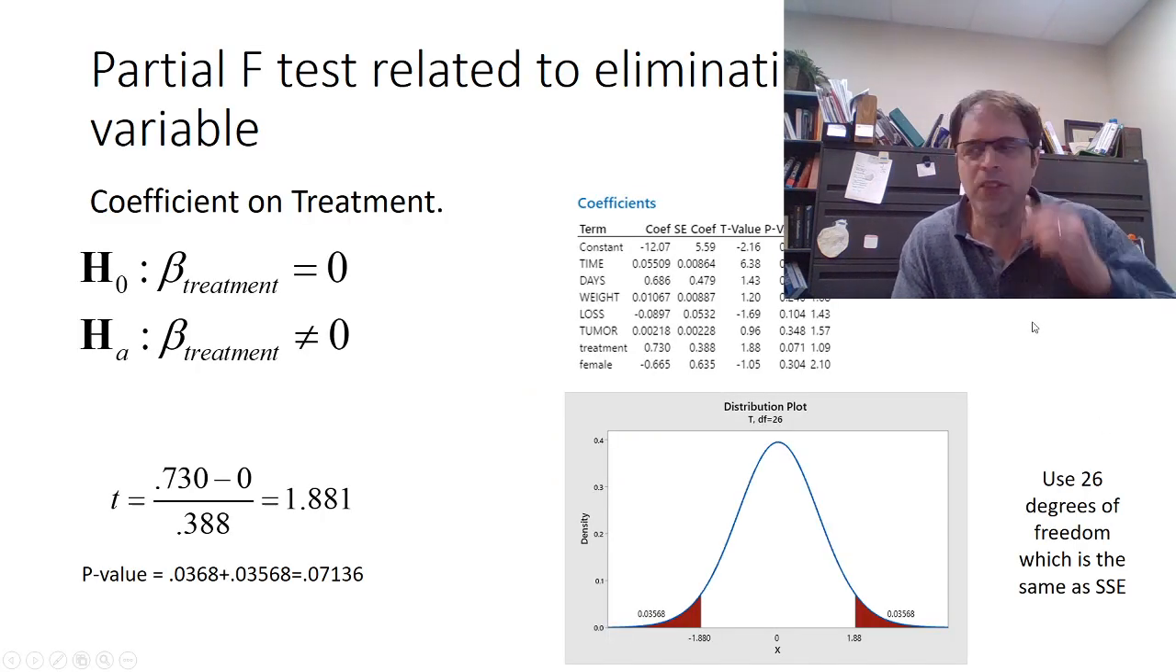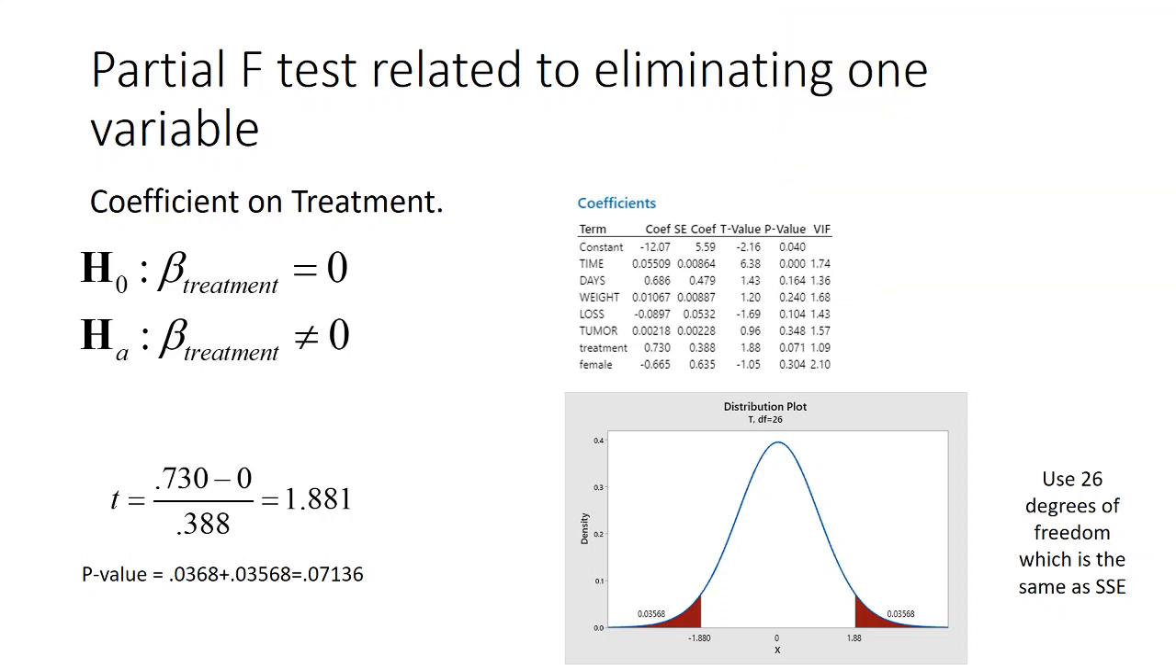All right, so the partial F test. Suppose we think about it as eliminating one variable. Let's go back to our old t-test, where the null hypothesis is that we can get rid of treatment: beta treatment is 0, it's not necessary, versus the alternative that it is not equal to 0. We take a look at the treatment, and we get a coefficient of 0.730 and a standard error of 0.388. So 0.730 minus our null hypothesis value, which is 0, divided by 0.388, we get 1.881.